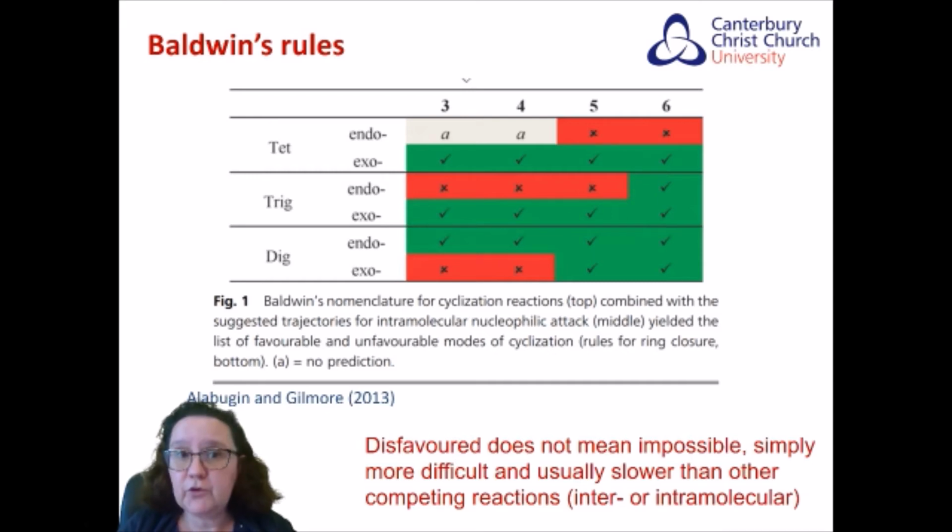A disfavored process can still take place if there are no competing reactions. It's just that because it's a slower process, if there's any competing reaction that could be an inter or intramolecular reaction, it will not proceed, just because those faster reactions will take place instead. But that doesn't mean that those rings cannot form, and there are plenty of rings that are formed that contradict Baldwin's rules.